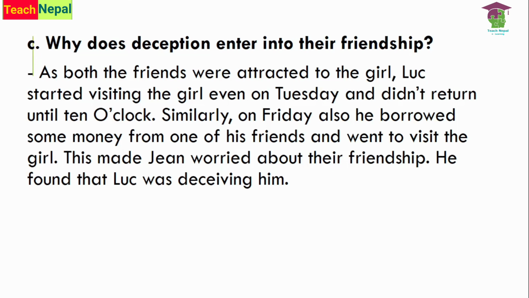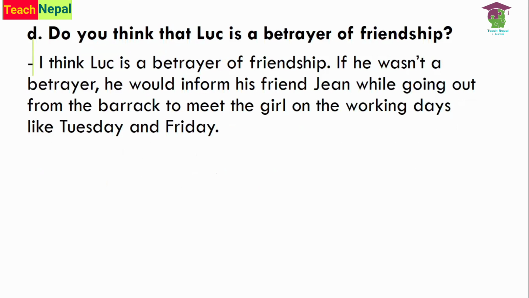राइट? So this made Jean worried about the relationship. त्यसले गर्दा चाहिँ अब उनीहरूको रिलेसनसिपको बारेमा चाहिँ उसलाई वरी गरायो, right? He found that Luke was deceiving him or he was being deceived by his intimate friend, that Luke, not Lewis, Luke. Okay. Do you think that Luke is a betrayer of friendship?